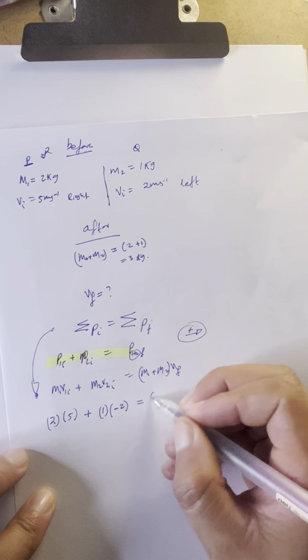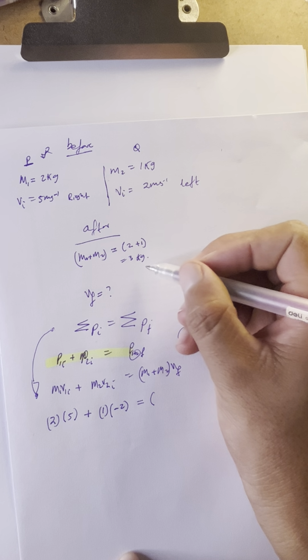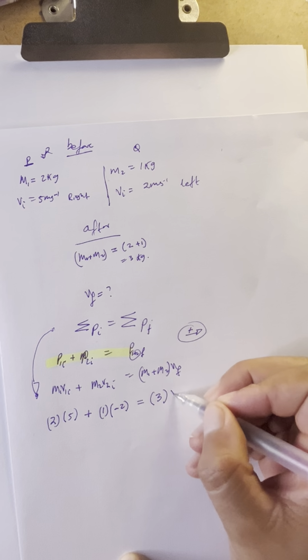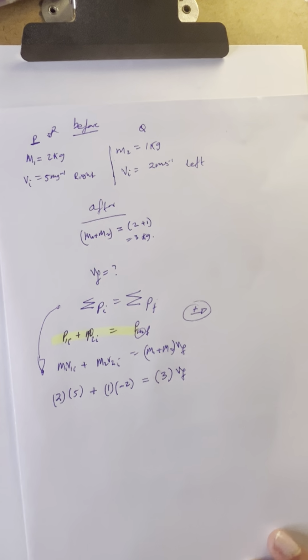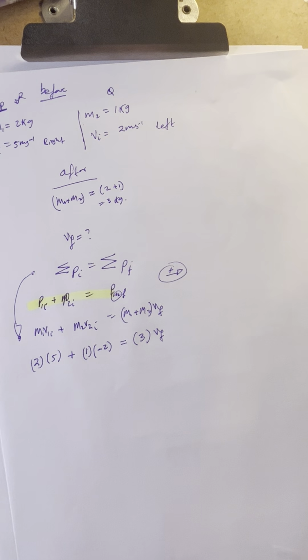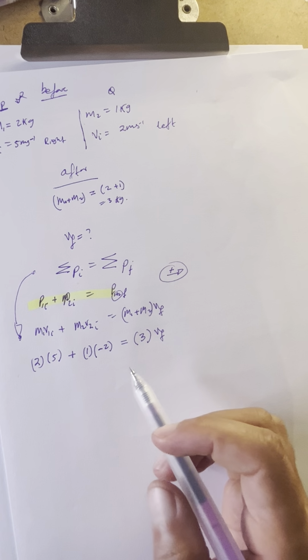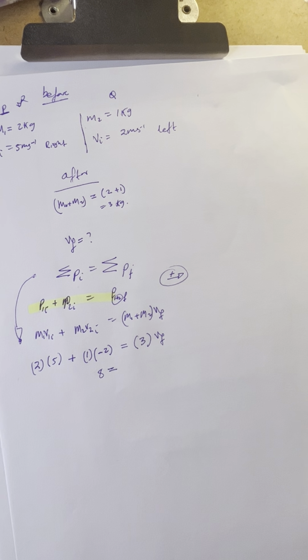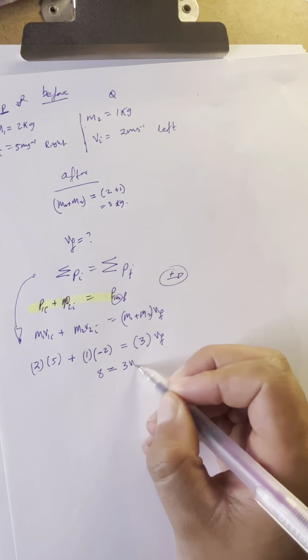This is equal to the masses combined. Remember, I said parallel, so it's 3 kilograms, and the final velocity is the only thing that we do not have. Now we solve the equation. This is 10 minus 2. We have 8 kilogram meters per second equals 3 V final.